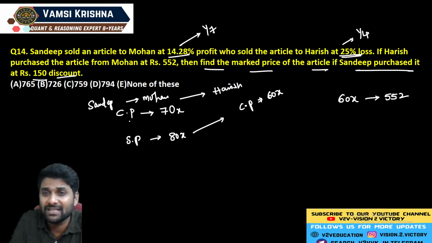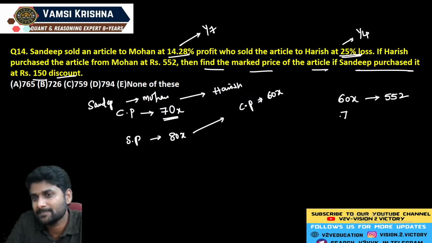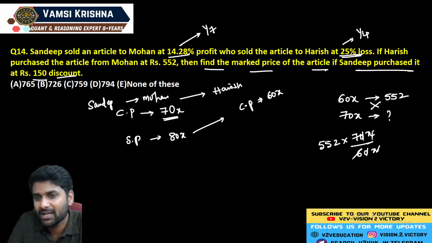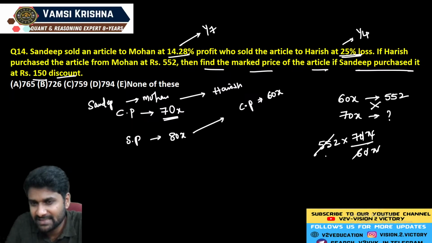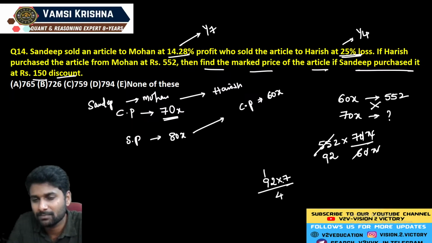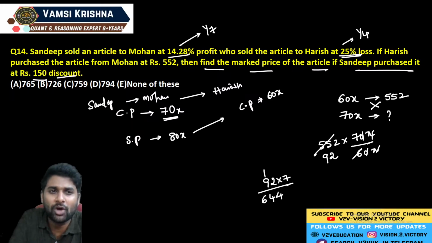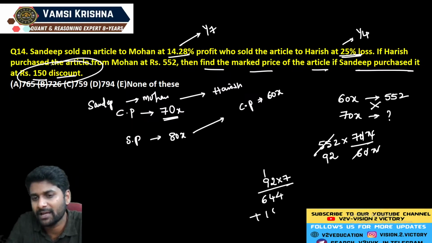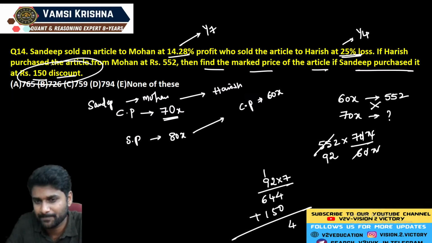First, identify what is the cost price of Sandeep here. What is the cost price of Sandeep here? 70x. Just cross multiply them: 552 multiplied by 70x divided by 60x. X cancels, 0 cancels. Now 6 nines are 54, 6 twos are 12, so the answer 92 is multiplied by 7 times, 4 times, 644. Guys, you already got a discount of 150 rupees. If you add 150 rupees, now it becomes the market price.